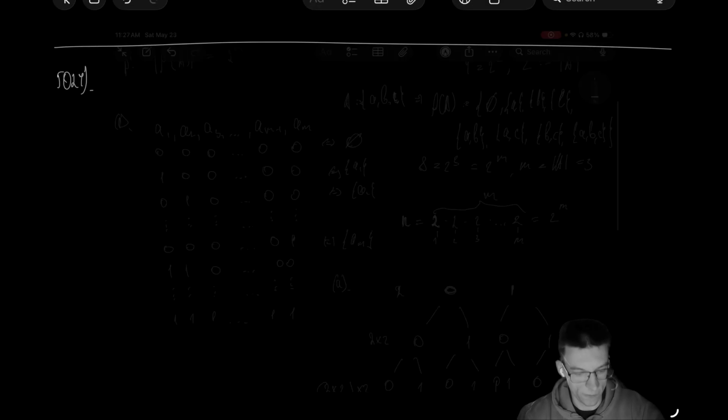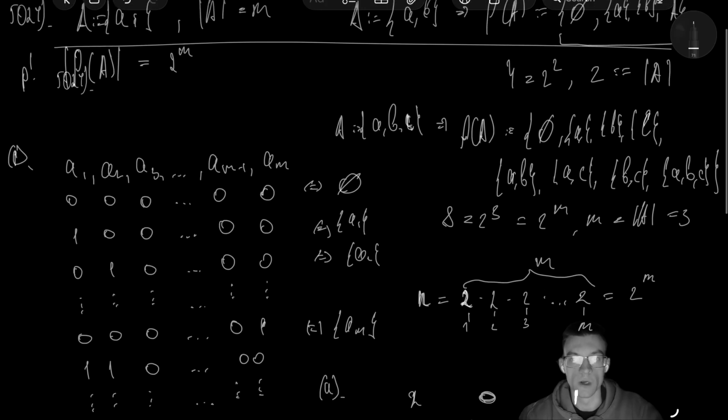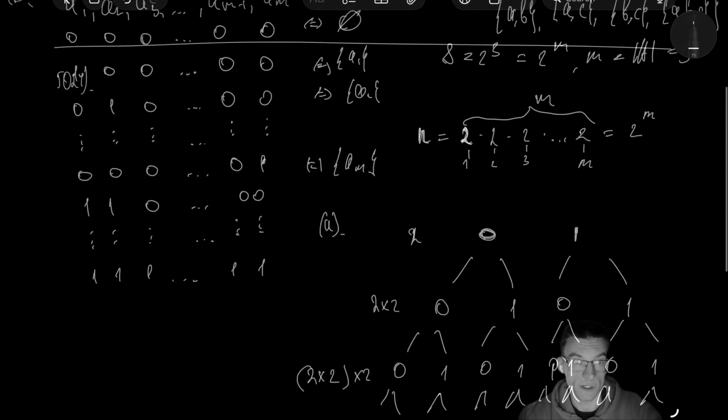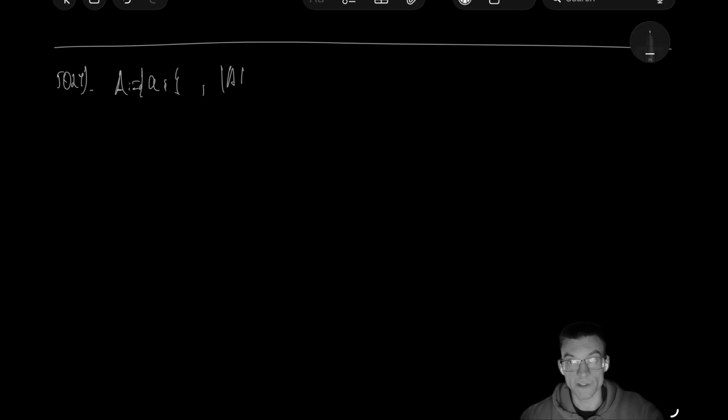Today I'm going to solve problem number 5024. This is the problem where we need to establish the formula for the number of elements in the power set of an arbitrary set. Let's suppose we have a set of different elements a_i, and the cardinality of this set, so the number of elements in this set, is finite and it has m elements.